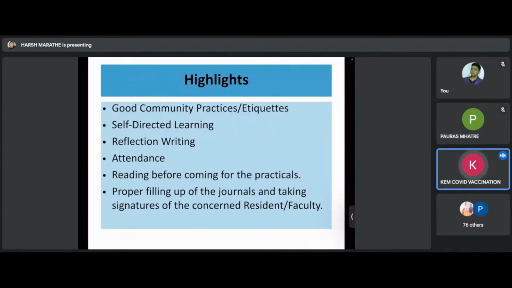So the important highlights of this presentation, which I've just shown you, are good community practices and self-directed learning. According to the new curriculum, self-directed learning, I'm sure you have heard this word. It means, suppose there is a lecture on anemia. This is a topic given to you. So basically, you have to read about anemia. Your team, your group has to read about anemia from the concerned textbooks or the reference materials given by the concerned faculty who is going to take the lecture.